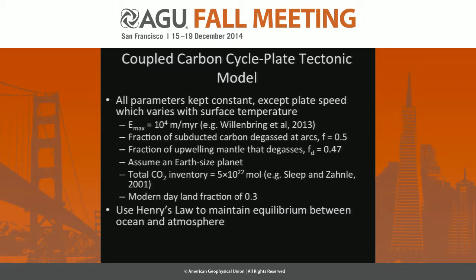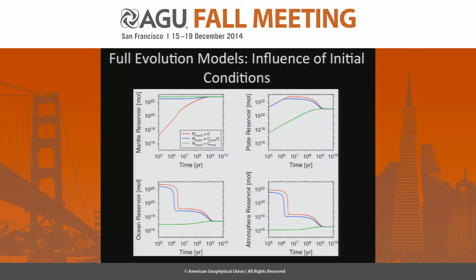I'm also assuming basically an Earth-sized, Earth-like planet. Total carbon inventory here comes from Sleep and Zahnle, the range they use. And I'm using a modern-day land fraction, at least for now, of 0.3. And finally, we can use Henry's law to maintain chemical equilibrium between the atmosphere and ocean. So that basically happens instantaneously on the scale of the model I'm looking at.